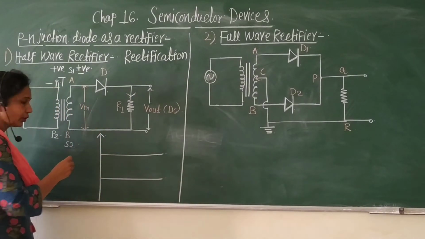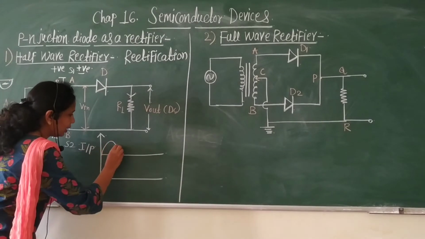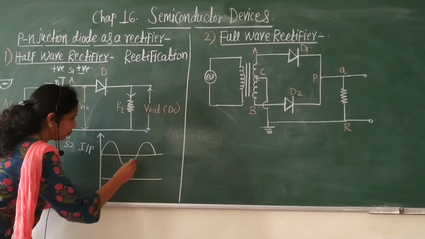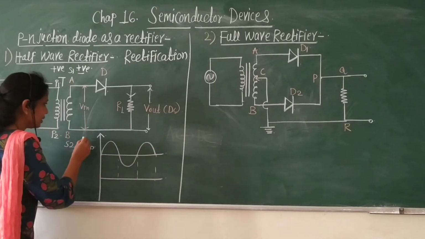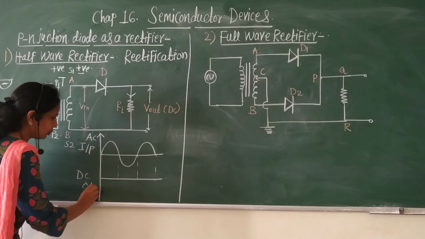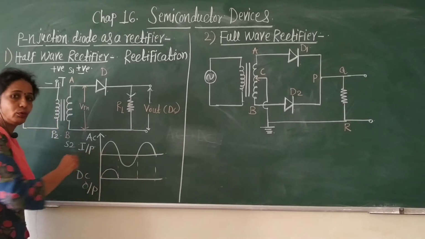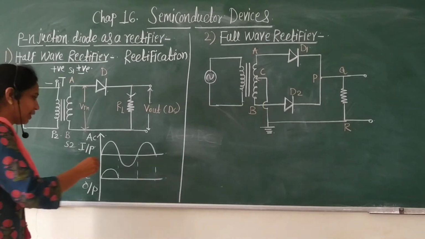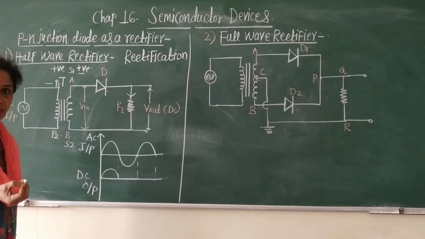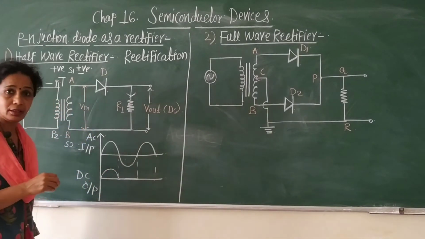like this. This is the input waveform. Input waveform is always the sine wave. Okay, and output waveform, this is the input AC, and the DC output is equal to the following. During the positive half cycle, the diode conducts, therefore we get the current. Okay, during the negative half cycle, the diode is reverse biased, it doesn't conduct, therefore we don't get the current.